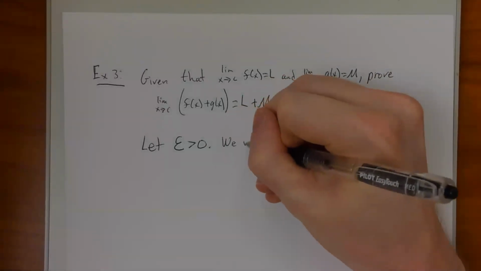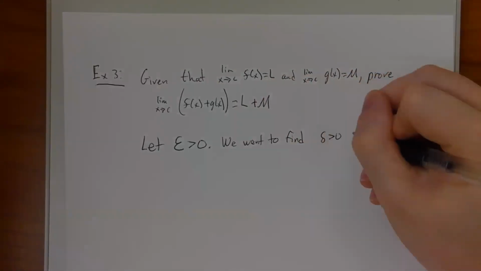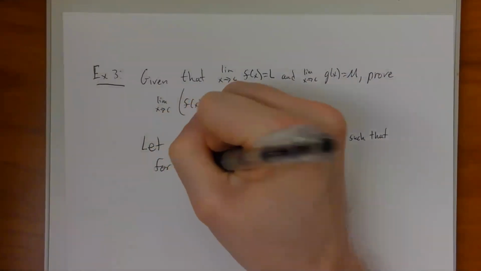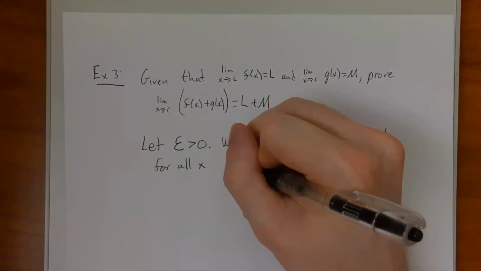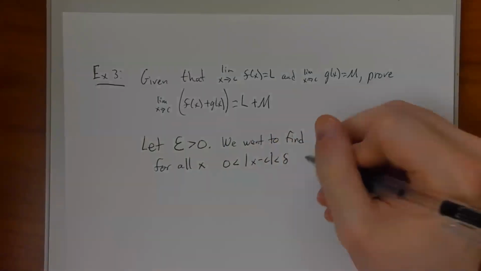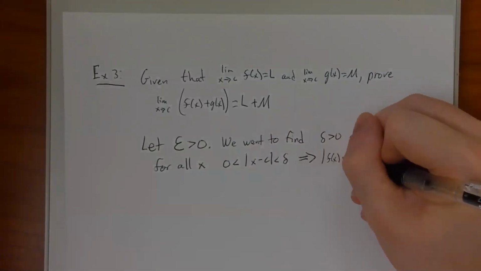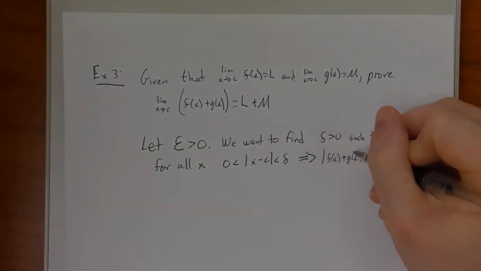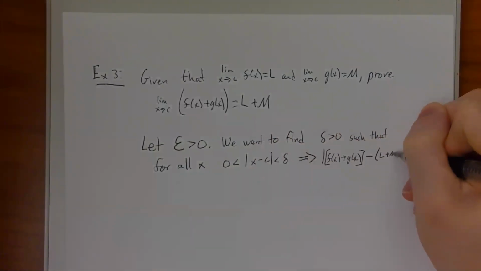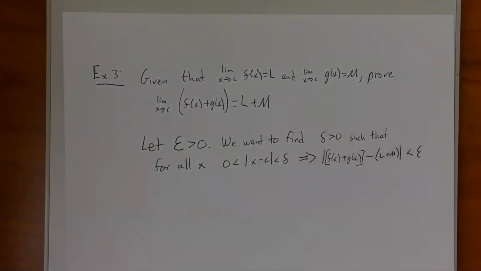We want to find a delta greater than 0 such that for all x within this interval, 0 is less than the absolute value of x minus c is less than delta, this implies that the absolute value of f of x plus g of x, so that's minus L plus m, is less than this really small but positive value epsilon.